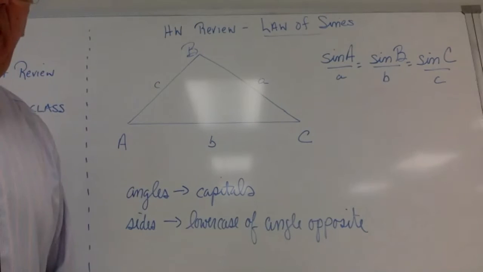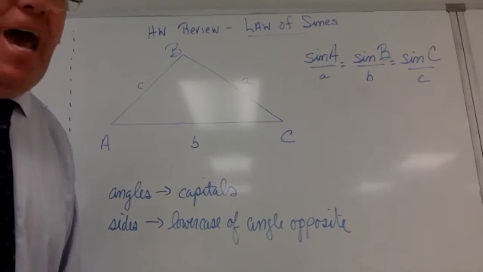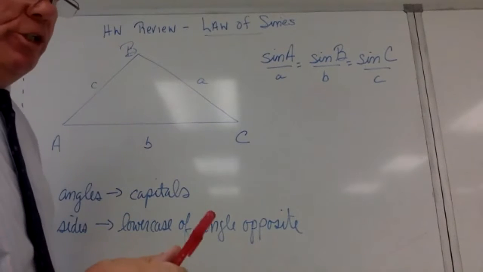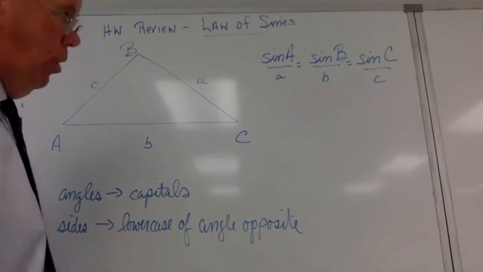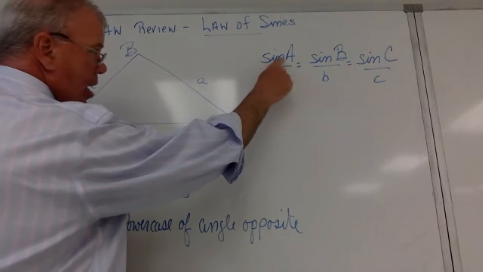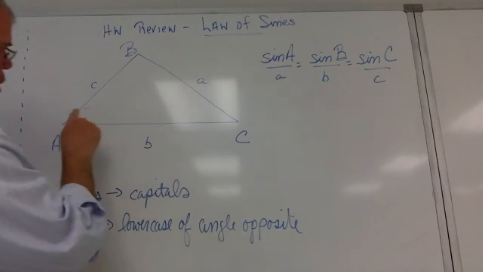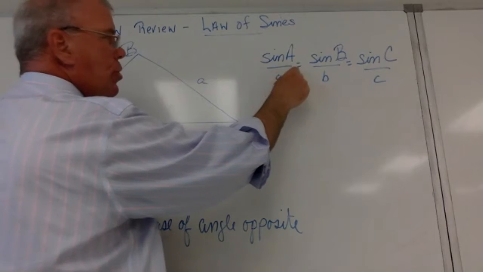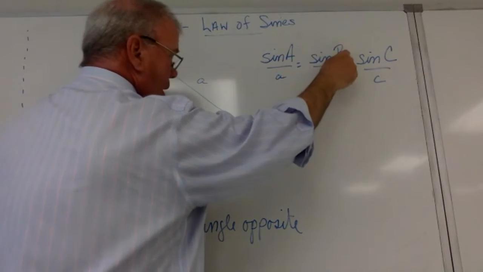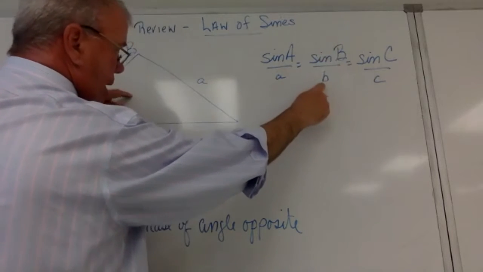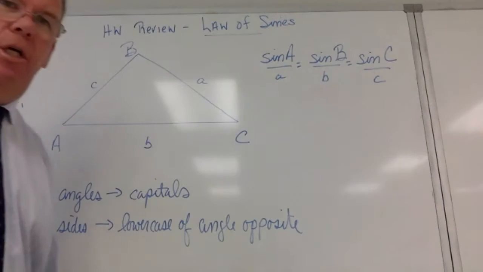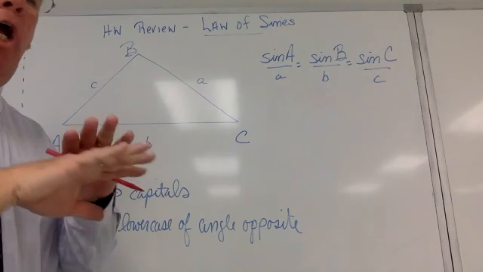All right, now, here's what we know for a fact. If we have a triangle, these ratios are always equal. The sine of angle A over side a has to be equal to the sine of angle B over side b, has to be equal to the sine of angle C over side c.